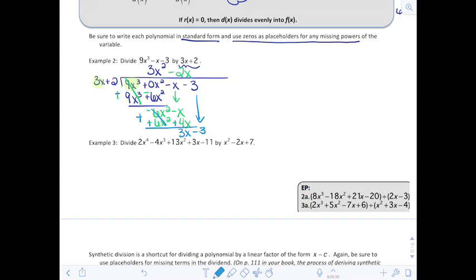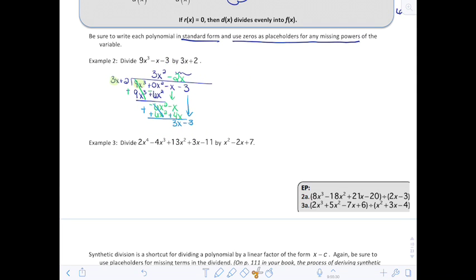Okay, so I'm running out of room. I'm going to shrink this down just a little bit so I can continue on.